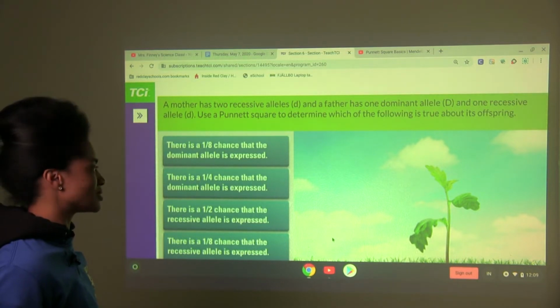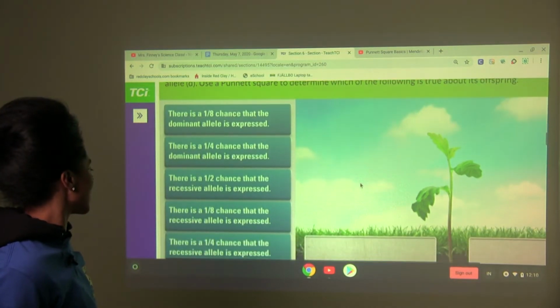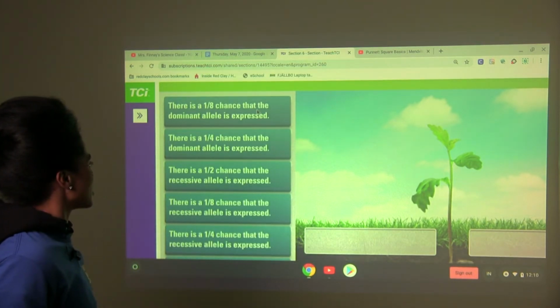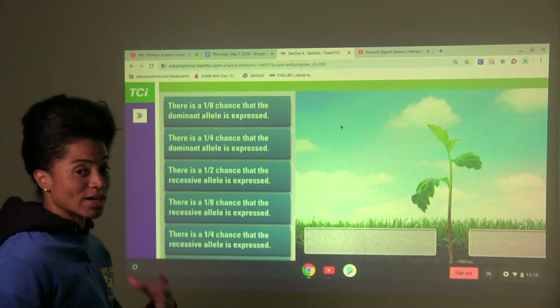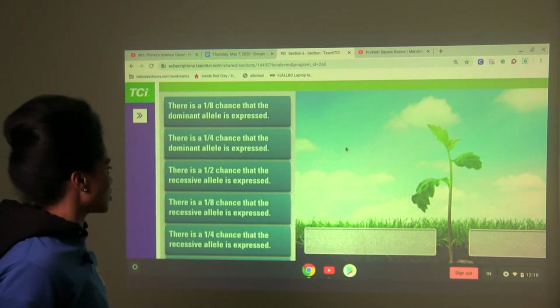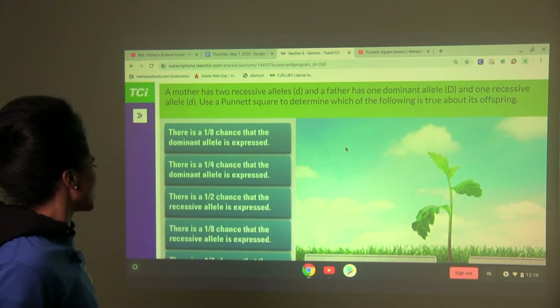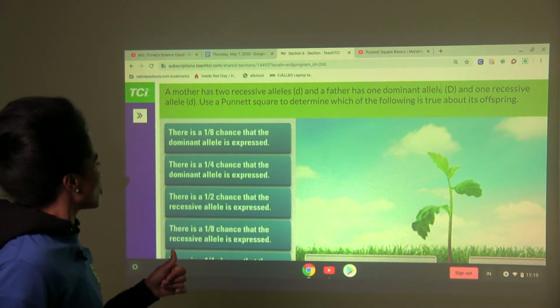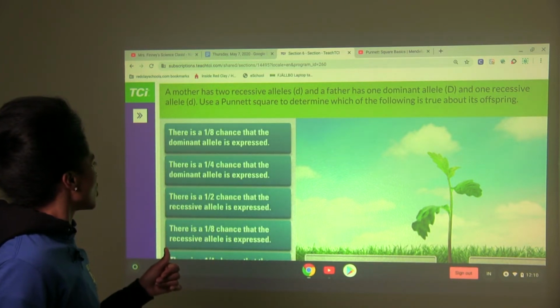All right, so let's see what's going on. What does that actually mean? There is a 1/8 chance that the dominant allele is expressed. Expressed means you actually see it. What do you think? 1/8 chance. There's a 1/4 chance that the dominant allele is expressed. Just think about it. Think about the combo we just talked about. Lowercase d with a capital D. Lowercase d with a capital D again.